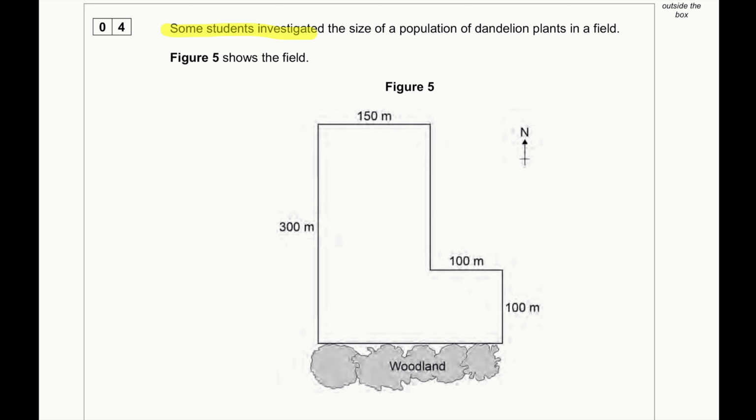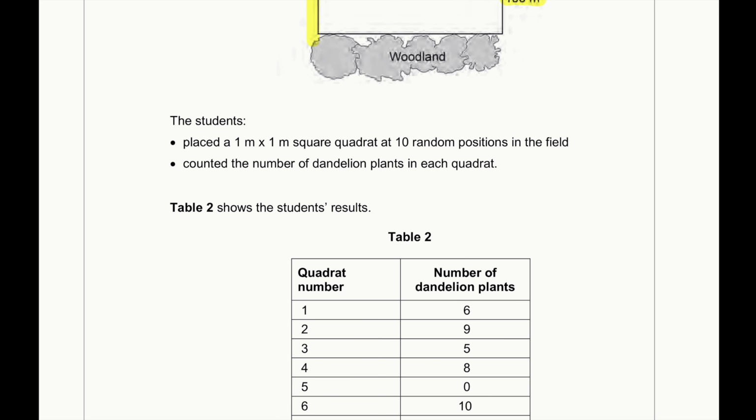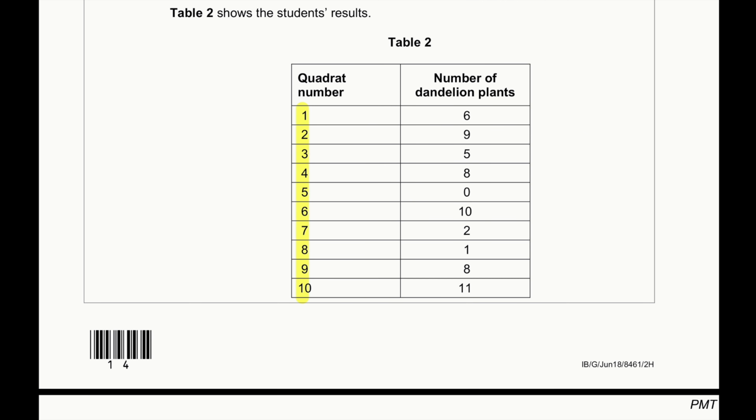Some students investigated the size of a population of dandelion plants in a field. Figure 5 shows the field. So the area is 150 meter by 300 meter and then has a small side with 100 meter by 100 meter. The student placed a 1 meter by 1 meter square quadrat at 10 random positions in the field. Counted the number of dandelion plants in each quadrat. So 10 quadrats, dandelion plants in each quadrat, she counted.